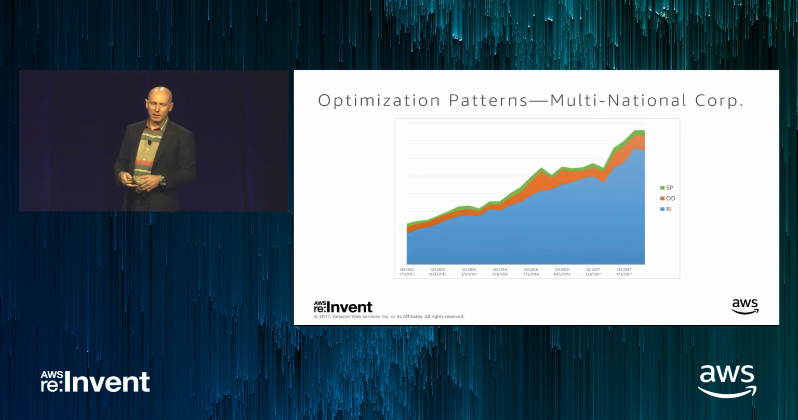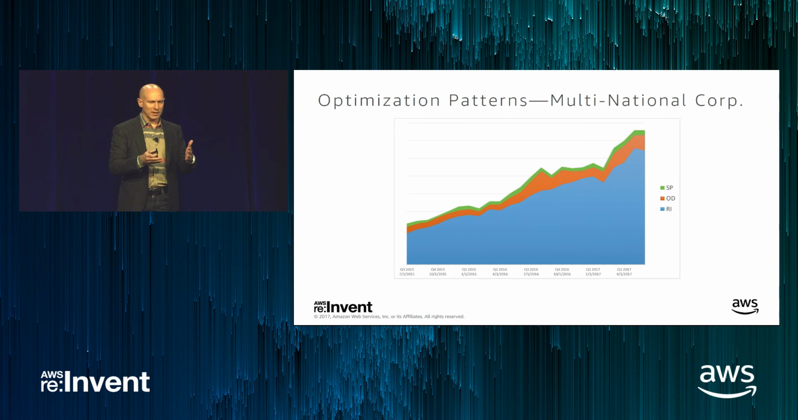Let's say you work at a big multinational corporation, 10,000, 50,000 people, lots of different business units. You're going to see a usage pattern that looks a lot like this. There's big centralized purchasing, figuring out your RIs. You're using on-demand to test new things. You're using Spot for analytics or electronic design automation. It just kind of grows steadily over time.